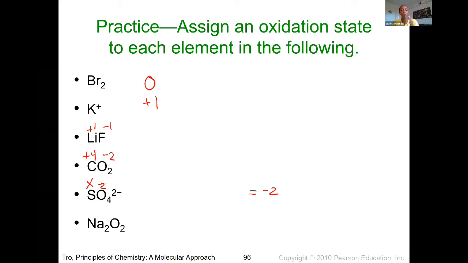Sulfur is also in group 6, but if we made it -2 as well, then it would not add up to -2 when we add everything up. So sulfur has to take on a different charge. So we would say unknown plus -2 times 4. And when we solve that out, our unknown sulfur would end up being +6.